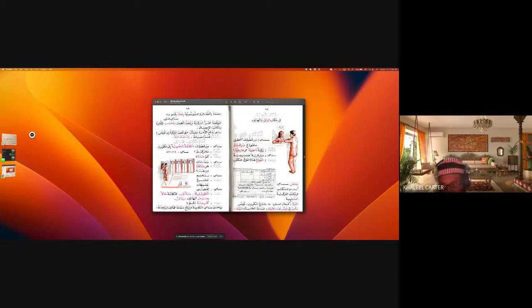So, at-tali, the following. Sayyid here doesn't mean master. It means like mister. So this is what he wrote here: Sayyid Kamal Ali, because he's sending this barqiya to Kamal Ali.